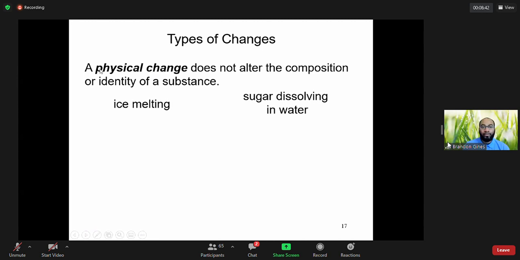But with physical changes, there's no alteration in the water molecule itself. It's just the state of matter that's being changed here. With sugar dissolving in water, right? Sugar dissolving in water.